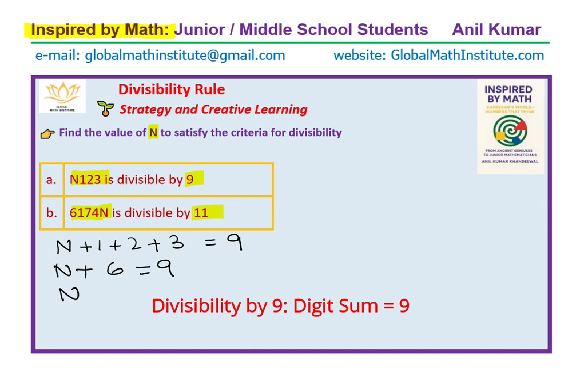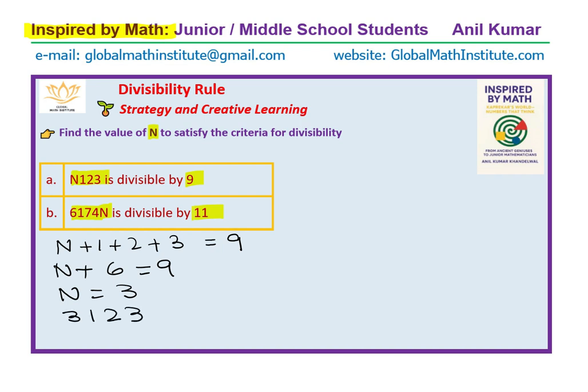Now senior students could do 9 minus 6, right? The book is really for junior and middle school students, so we'll follow step by step the way they think, and they will be solving this particular problem. So n plus 6 is 9, means n should be 3, right? Not much to think about, and therefore the number here is 3123. So that's the first part. We got the value of n, which is 3.